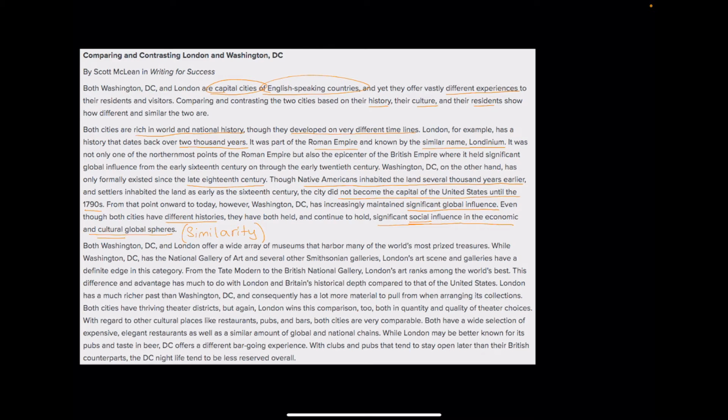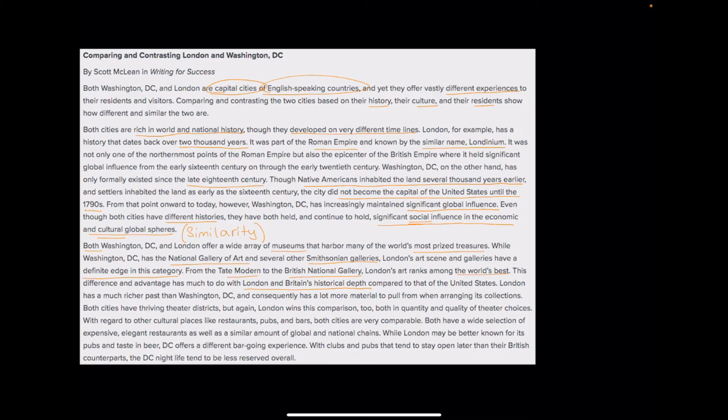Both Washington DC and London offer a wide array of museums that harbour many of the world's most prized treasures. While Washington DC has the National Gallery of Art and several other Smithsonian galleries, London's art scene and galleries have a definite edge in this category. From the Tate Modern to the British National Gallery, London's art ranks among the world's best. This difference and advantage has much to do with London and Britain's historical depth compared to that of the United States. So it has a longer history.